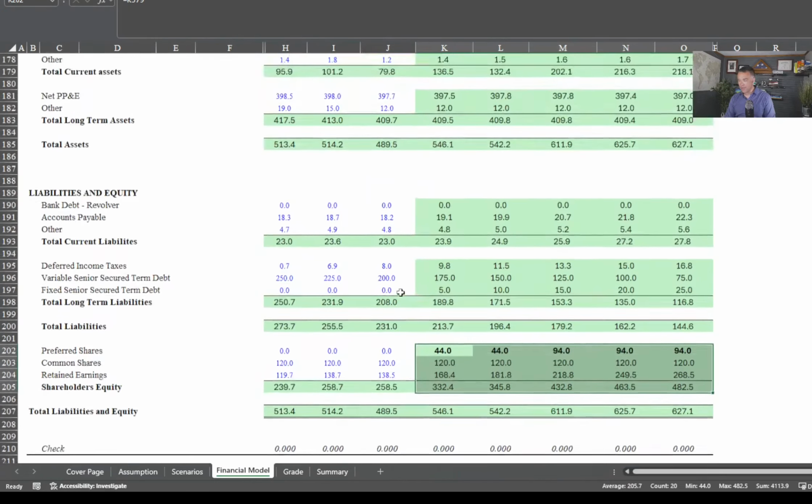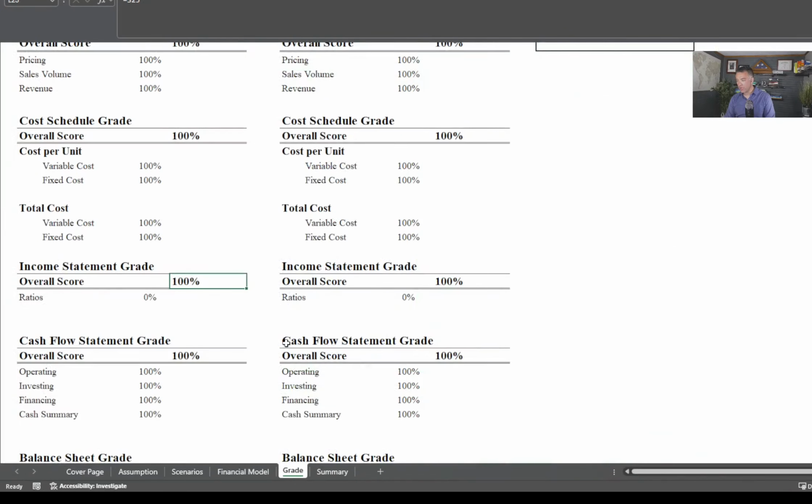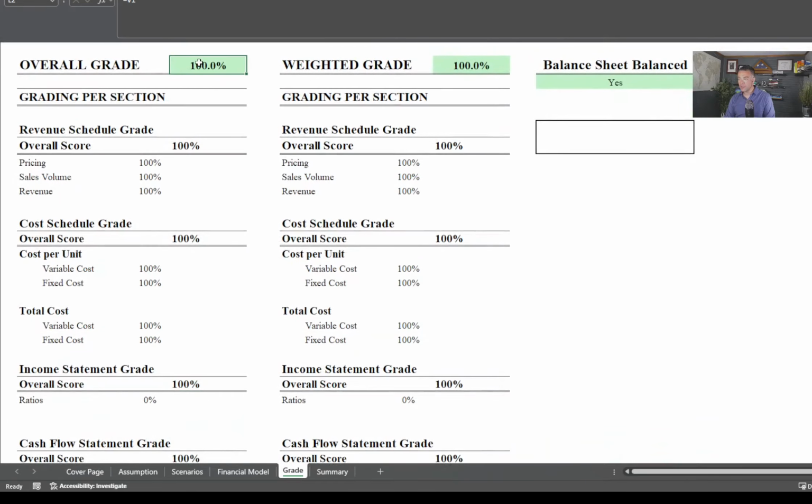The balance sheet balances. Everything looks good. I'm going to go back to the grade. As you can see, we're 100% complete. Balance sheet balances. Everything looks great. So now let's go to our ratios and solve those.